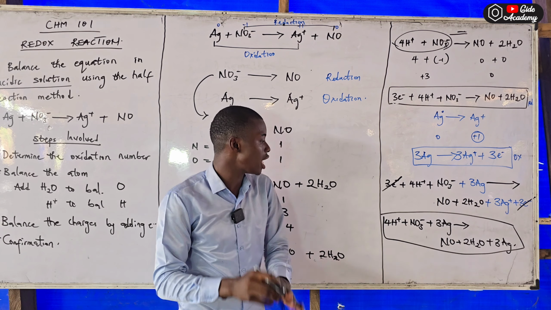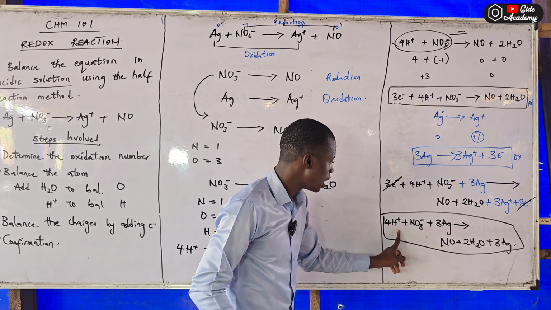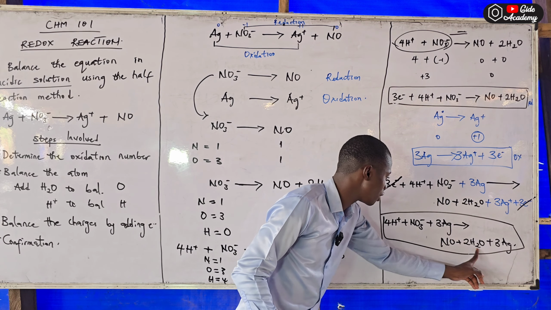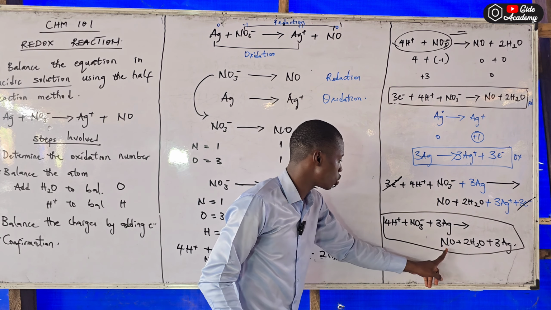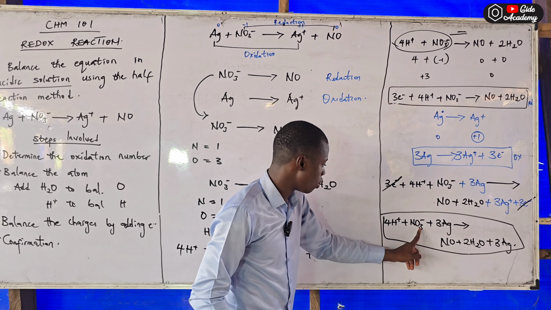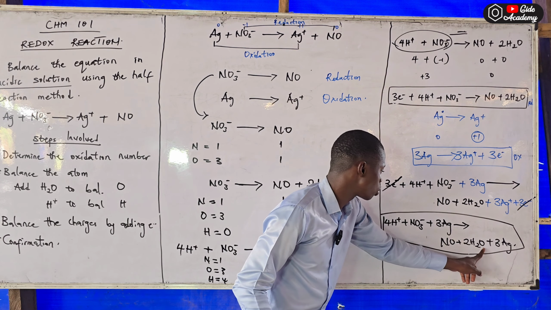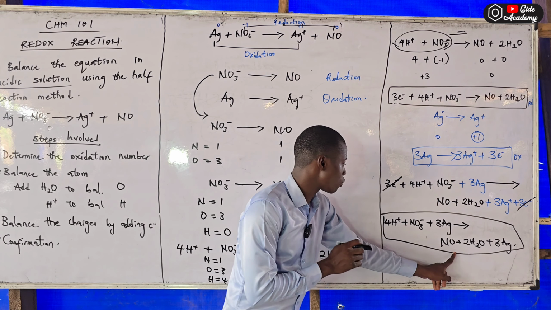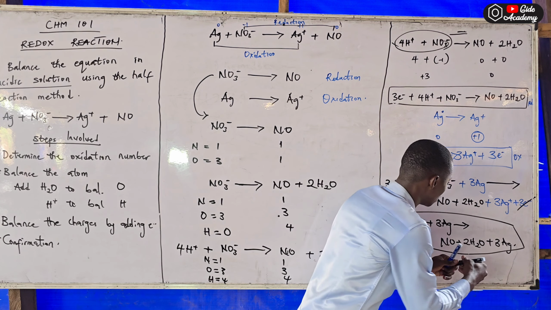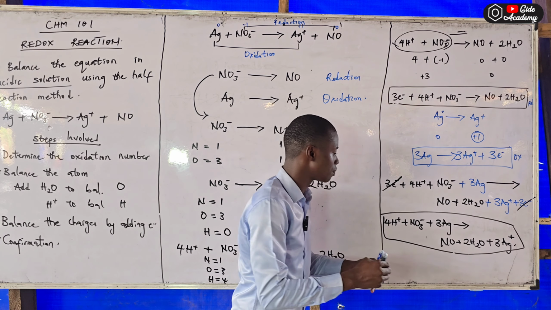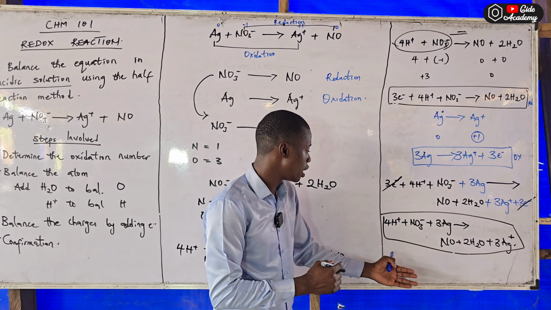Then what you should take note, let's even check if it is correct. How many hydrogen do we have here? Is 4. Let's check the product. How many hydrogen do we have here? Is 4. How many nitrogen do we have here? Is 1. How many nitrogen do we have here? Is 1. How many oxygen do we have here? Oxygen is 3. How many oxygen do we have here? 2, 3. Then let's check for silver. How many silver do we have here? Is 3. Then how many silver do we have here? Silver is as well 3. The next step is, let's check for the ion if the charge is balanced.